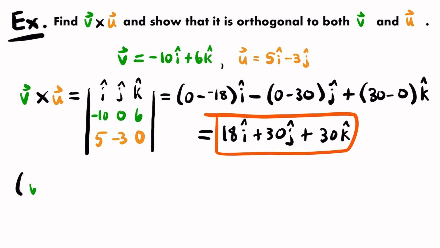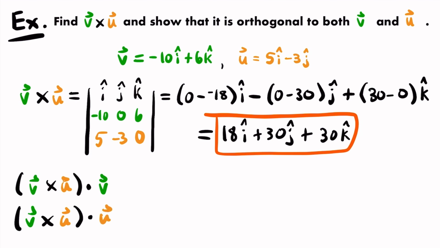We're going to take vector v cross vector u, and we're going to dot product that with vector v, and then we're going to do the same thing, except we're going to dot product with vector u instead. Now, in order to take a dot product, remember that it's equal to the sum of the product of corresponding components. So we're going to be multiplying the components of our cross product by the components of vector v for this first one. We'll multiply the x components together, then add that to multiplying the y components together, and then add that to multiplying the z components together.